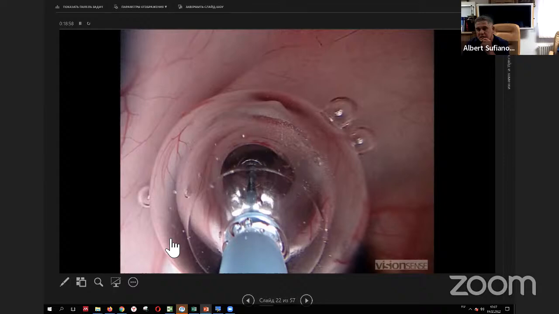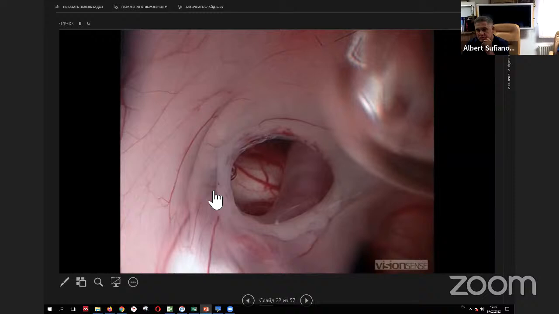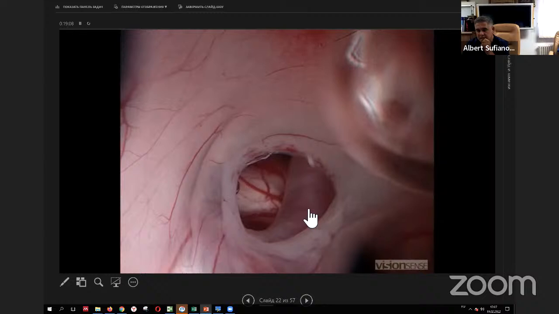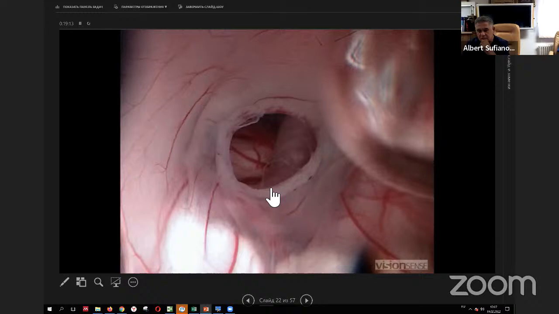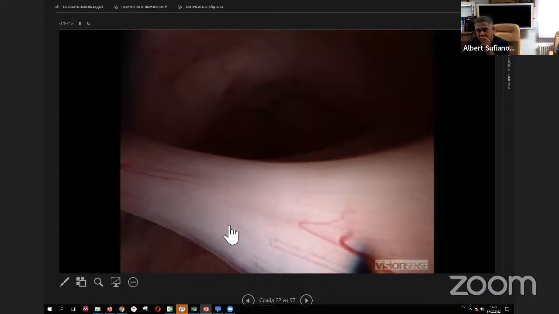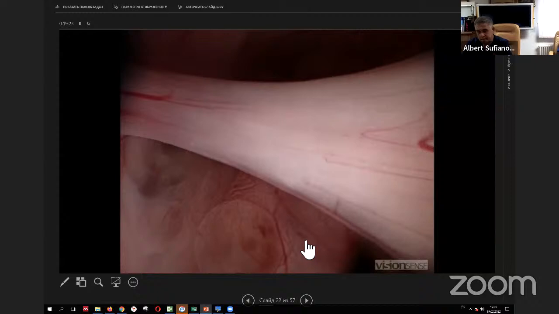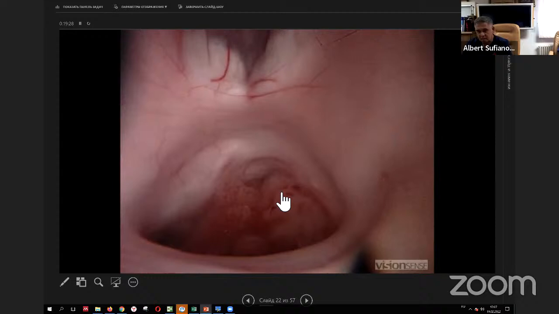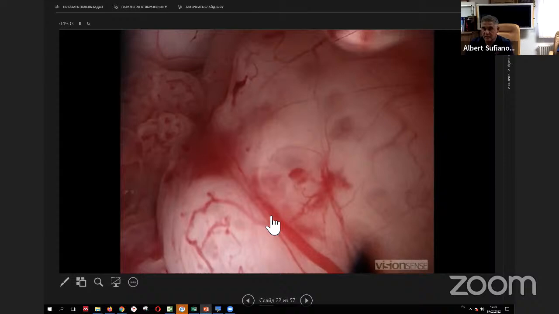Now it's open very well. You see the level of the fenestration. This is the floor of the ventricle, mammillary body, basilar artery, and the fenestration works very well. You see a good pulsation of the edge. After that, we look at the possibility of manipulating the tumor. I choose the trajectory above, or maybe here, under the interthalamic adhesions. And I choose under.